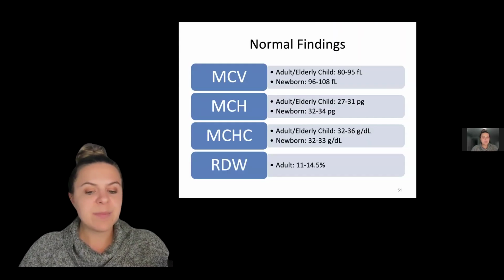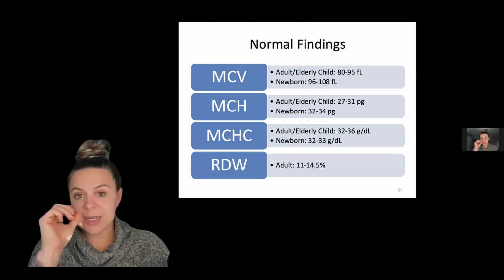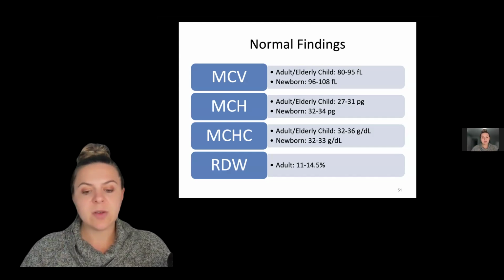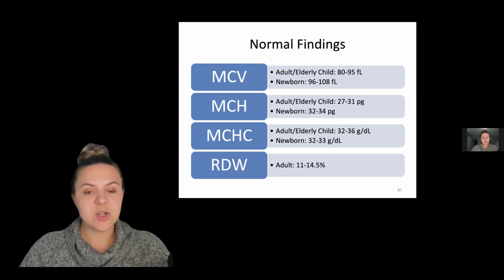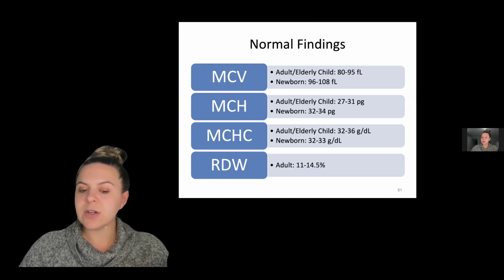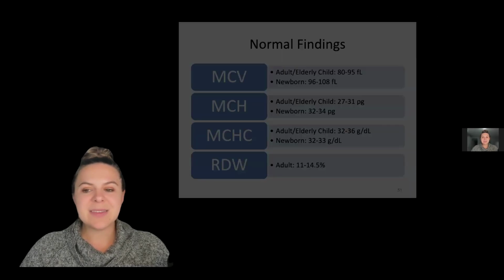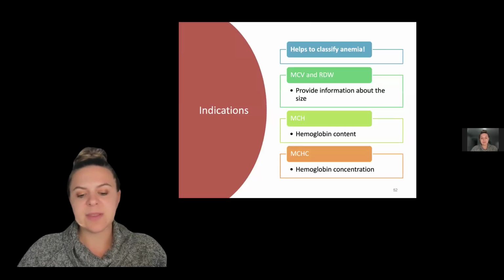The normal ranges for red blood cell indices vary by age. For MCV, adults and children typically fall between 80 to 95 femtoliters, while newborns are slightly higher. MCH is normally 27 to 31 picograms in adults and a much tighter range in newborns. Mean corpuscular hemoglobin concentration, or MCHC, is fairly stable, 32 to 36 grams per deciliter in adults. And finally, red cell distribution width, or RDW, is normally 11 to 14.5%. This gives us some baselines when we're looking at these different types.